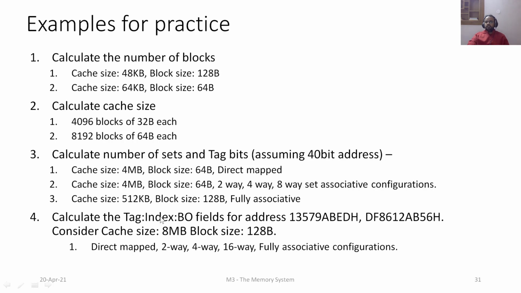The fourth question is, given an address, and given the cache configuration, which is cache size, cache block size, and the type of the cache, identify what are the tag, index, and block offset fields. So this, I hope, gives you a good practice and understanding of how the cache mapping happens.